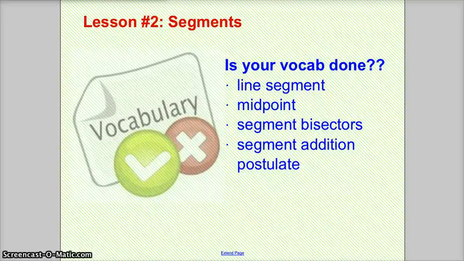Unit 1, Lesson 2, instructional video on segments. Is your vocabulary done? Line segment, midpoint, segment bisector, and segment addition postulate.